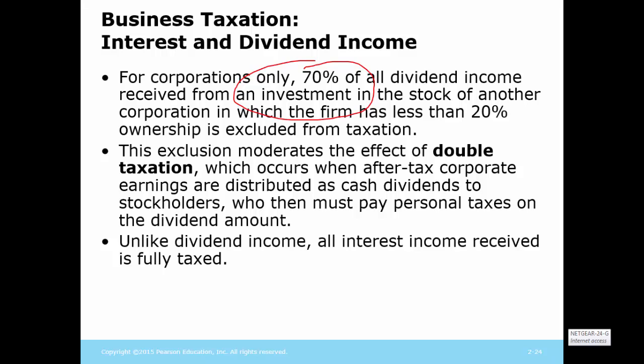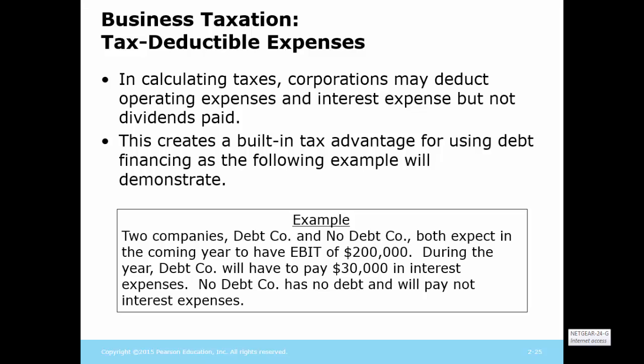70% of all dividend income received is actually going to have some taxes. So again, they're saying you have to have less than 20% of it is excluded from taxation. So here we have, in calculating taxes, again, the corporation is going to deduct operating expenses, interest expense, but not dividends. It creates what we're going to talk about throughout the course, something called a tax advantage for using debt.